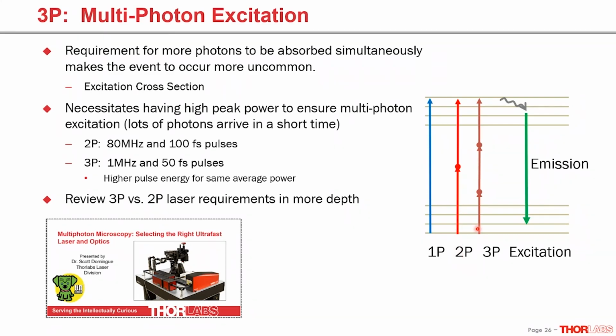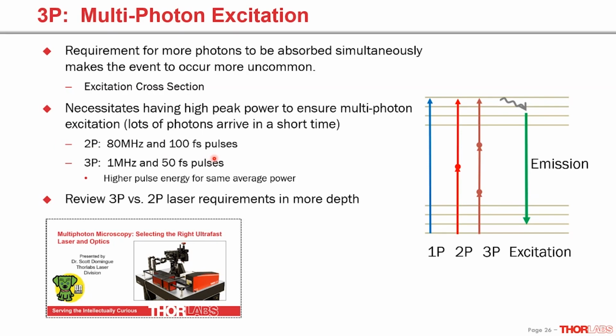When we jump to 3P, this is an even rarer event to occur, and the excitation cross-section is lower than even 2P. So this necessitates having high peak power to ensure multi-photon excitation. You need a lot of photons to arrive in a short period of time. A traditional 2-photon laser generally has an 80 megahertz rep rate and 100 femtosecond pulses. But if we need more photons to arrive in a short period of time, there's two ways that we can get there.